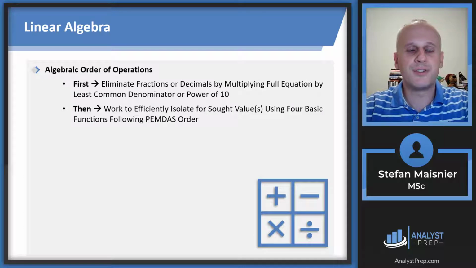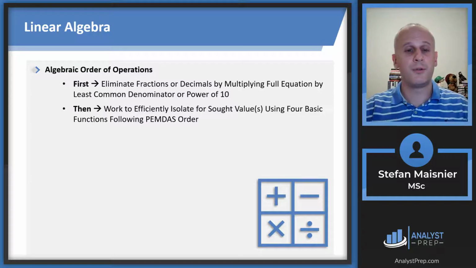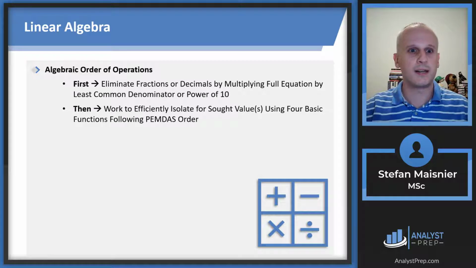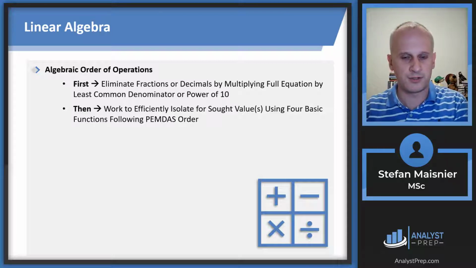Then you want to work to efficiently isolate for your sought value or combination of values using the 4 basic functions: addition, subtraction, multiplication, division, following your PEMDAS order. Of course, that's parentheses, exponents, multiplication, division, addition, subtraction, with multiplication and division at the same level and addition and subtraction at the same level. And if you are deciding which order to do those in, just go left to right if you've got an ordering question regarding multiplication versus division or addition versus subtraction.